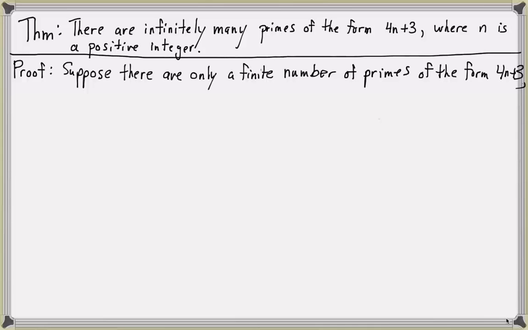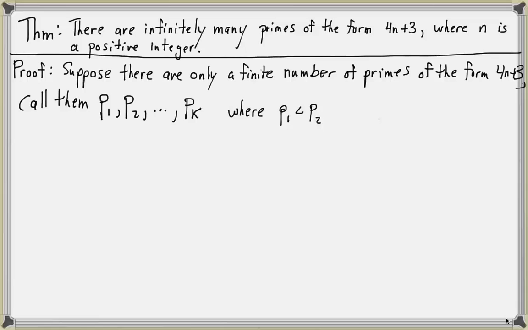So since there's only a finite number of them, I can list them all out. I'm going to call them P1, P2 through Pk for some integer k. And moreover, I want to assume that these primes are written in order. So I want P1 less than P2, less than P3, and so on, up to Pk. Okay, so these primes are written in order.